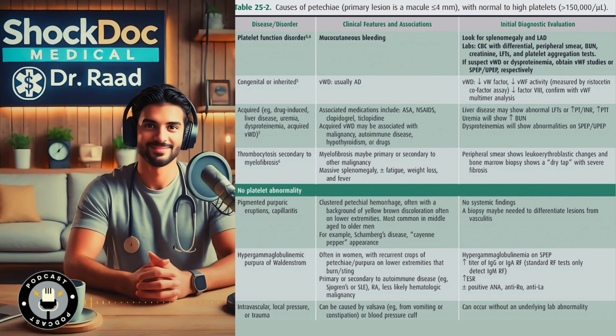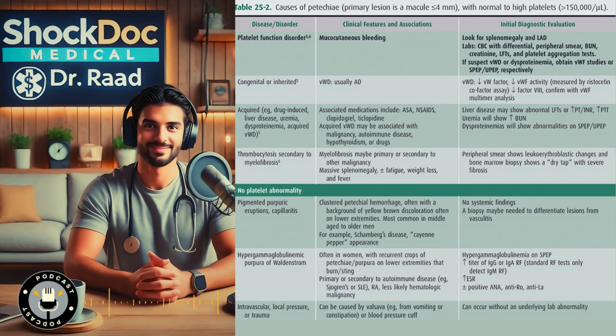Now, if your platelet count is normal or even elevated, we turn to Table 25-2, platelet function disorders. These often present with mucocutaneous bleeding as well. In the evaluation, you'll look for splenomegaly or lymphadenopathy and run tests like a CBC with differential, peripheral smear, BUN, creatinine, LFTs, and platelet aggregation studies.